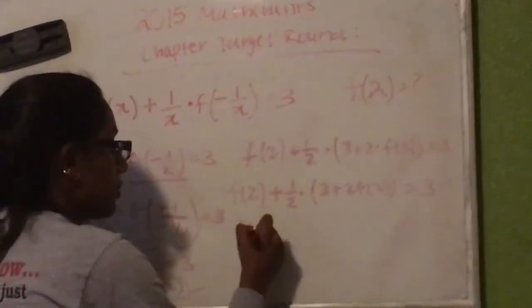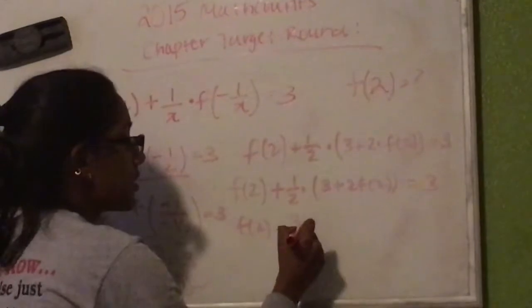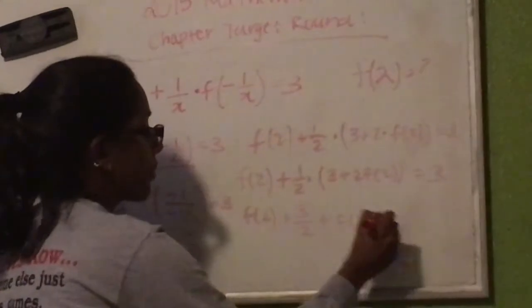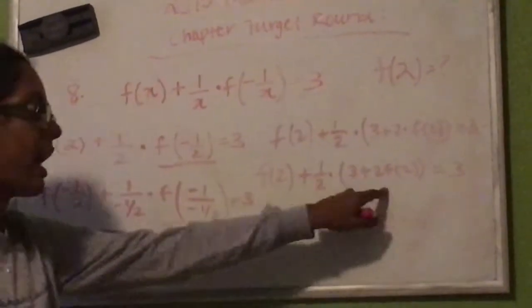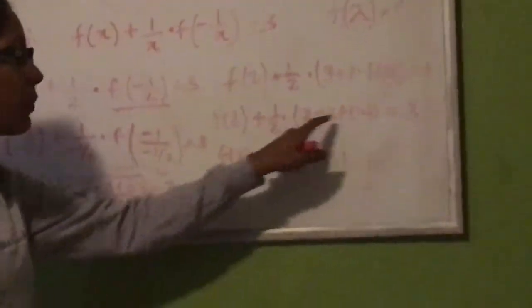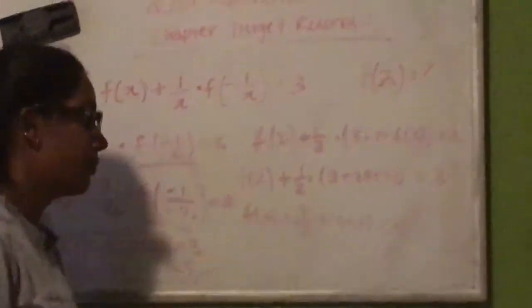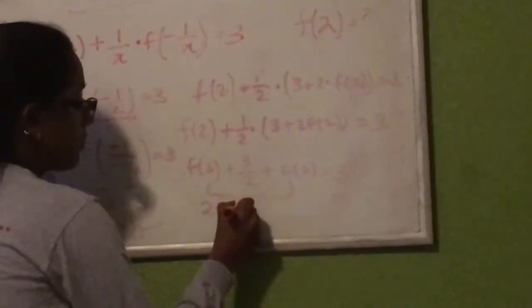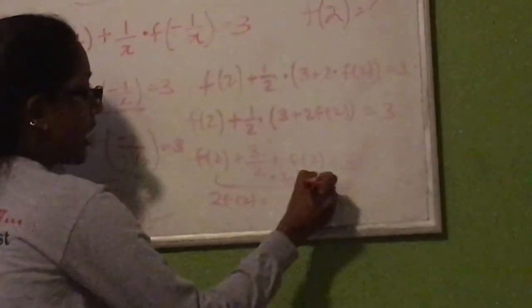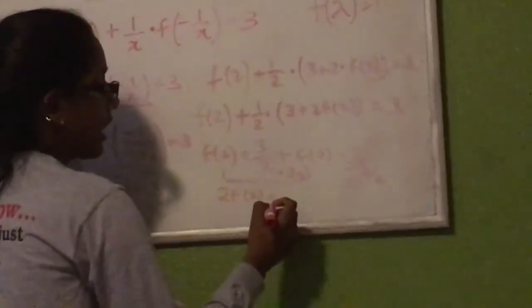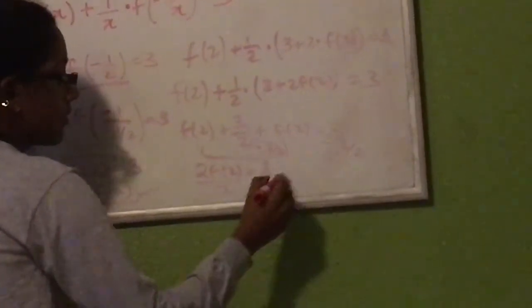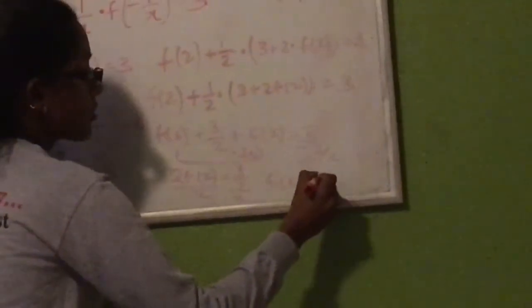Now I'm going to do f(2) plus 3/2 plus f(2) equals 3. I just distributed the 1/2 with the 3 to get 3/2, with the 2f(2) just to get f(2). Now, combining like terms, I get 2f(2) equals, subtract 3/2 from both sides, and I get 3/2. Divide by 2 on both sides, I get f(2) equals 3/4. And that is my answer.